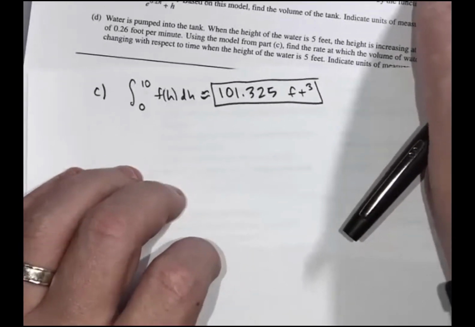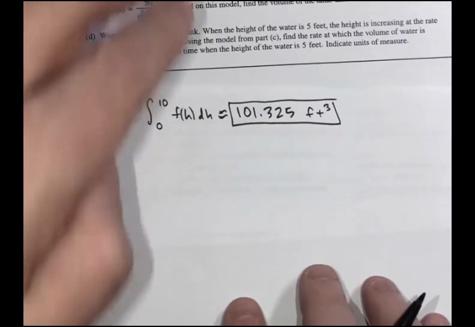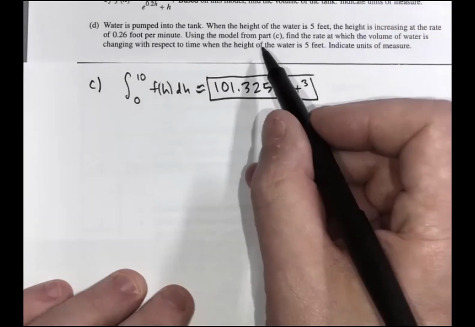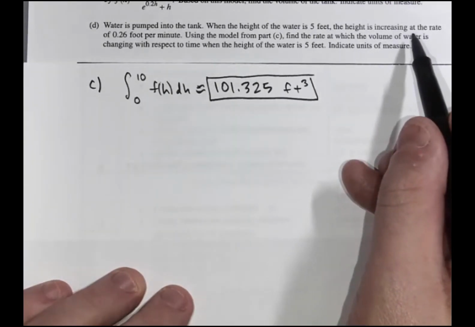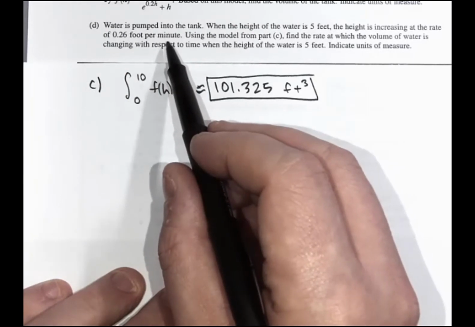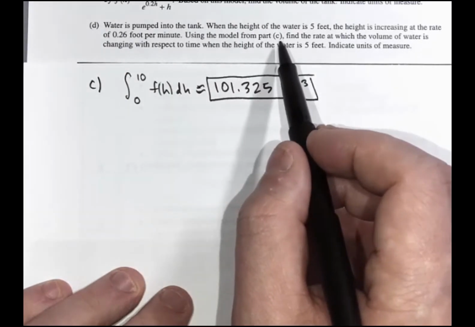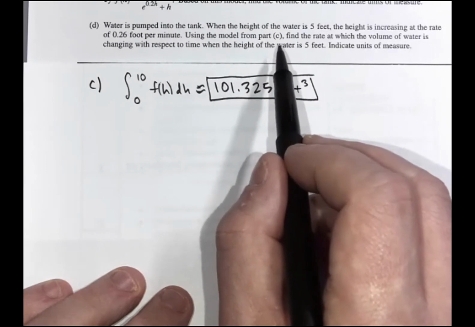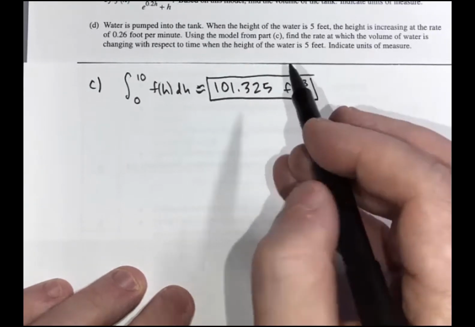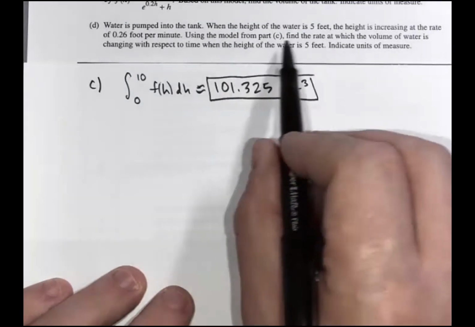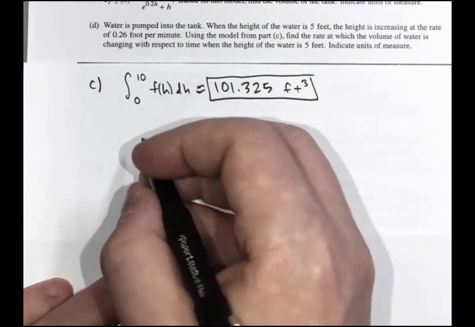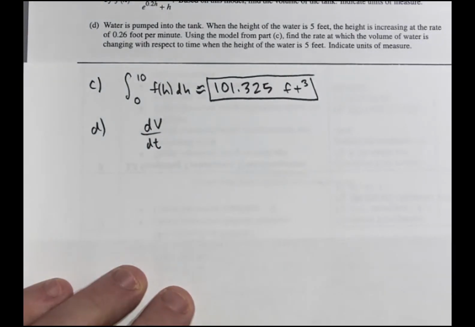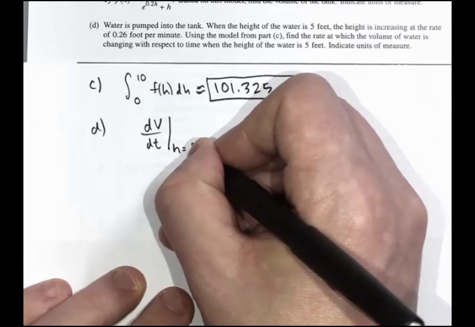Part D says that water is being pumped into the tank, and when the height of the water is 5 feet, the height is increasing at the rate of 0.26 foot per minute. Using the model from part C, find the rate at which the volume of the water is changing with respect to time when the height of the water happens to be 5 feet. Okay, so we want to find the rate at which the volume is changing with respect to time. So we want to find dV/dt, and we want to find this at h equals 5.